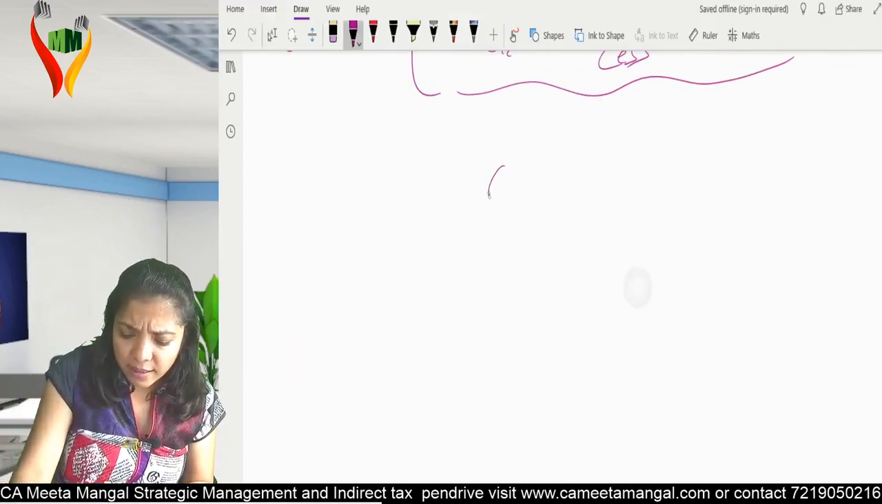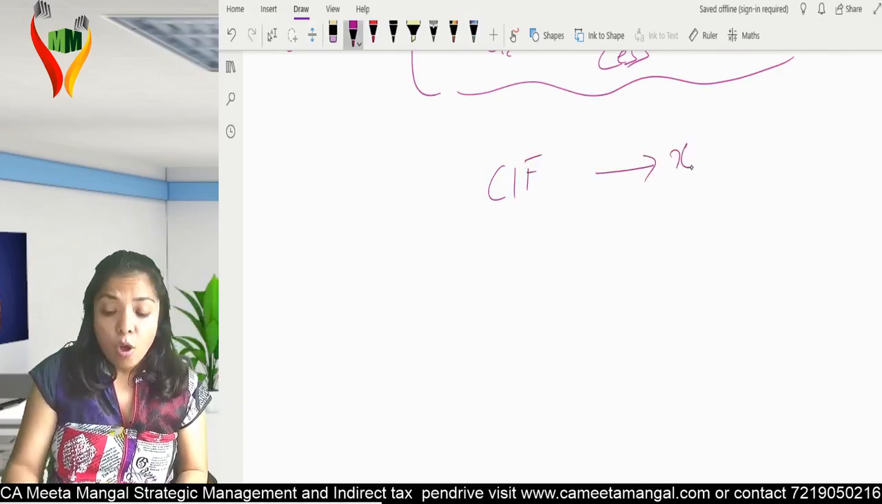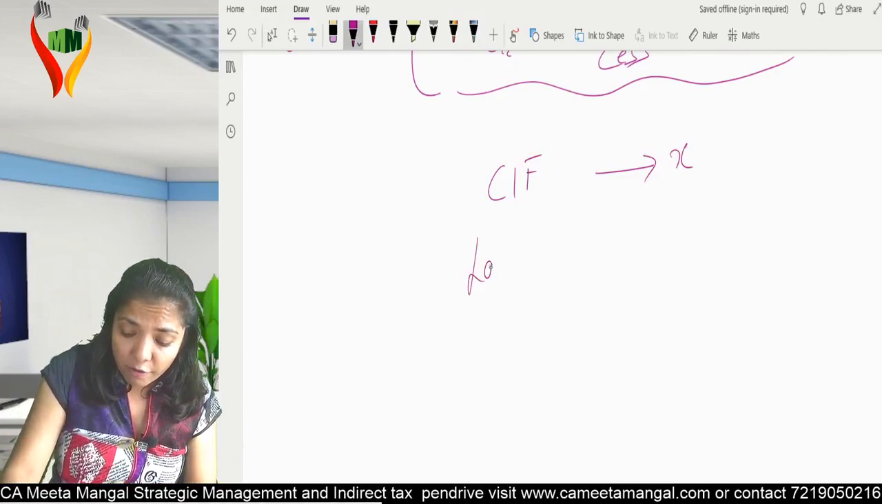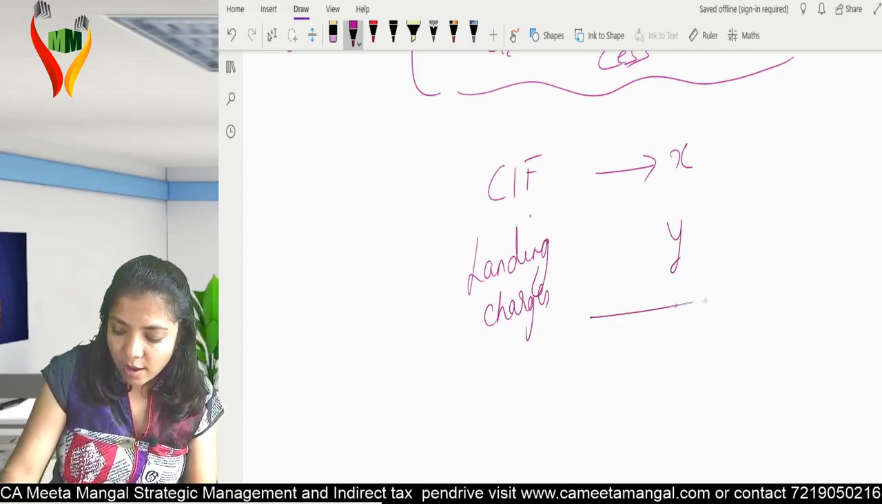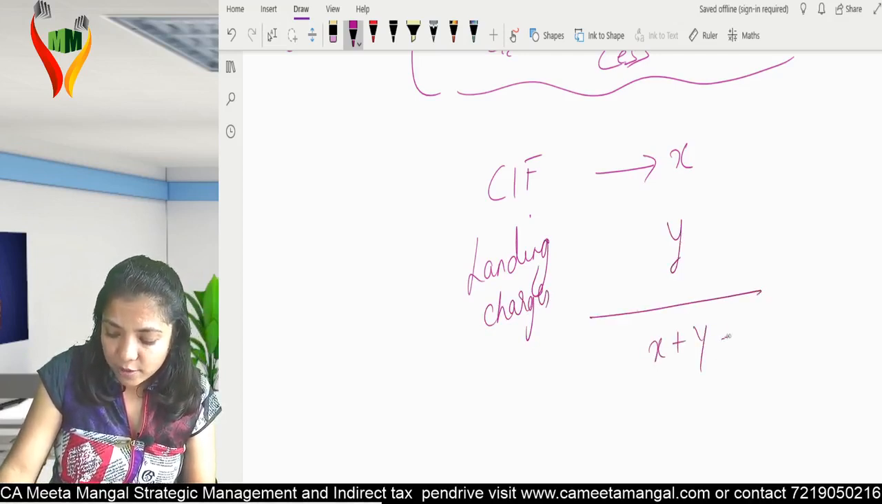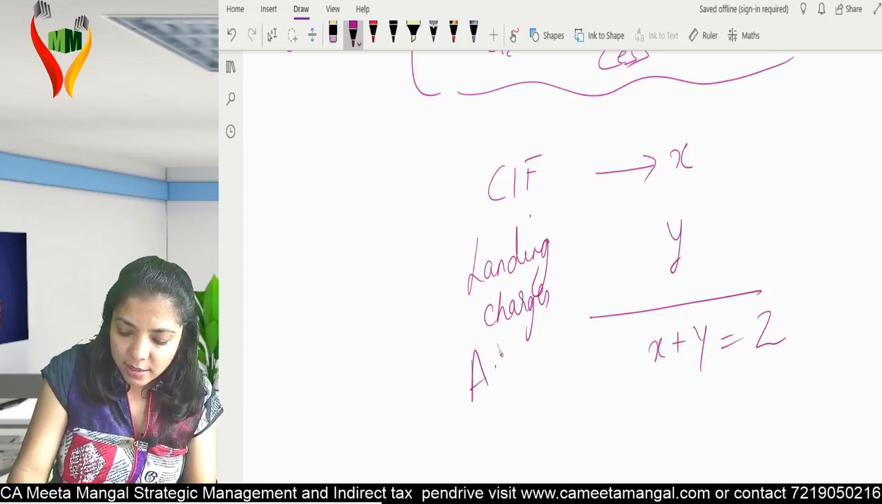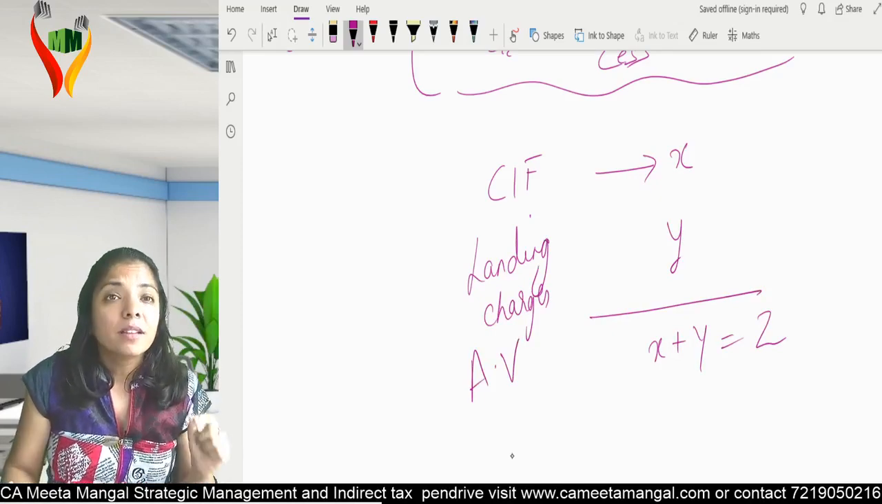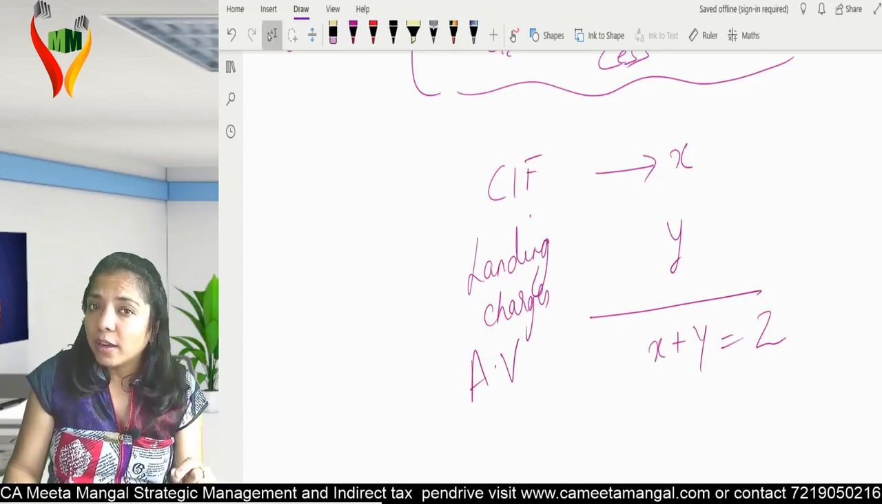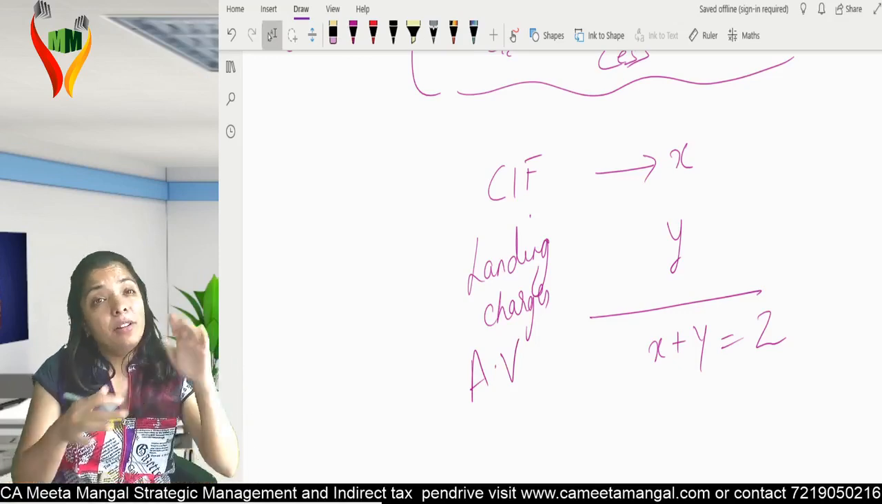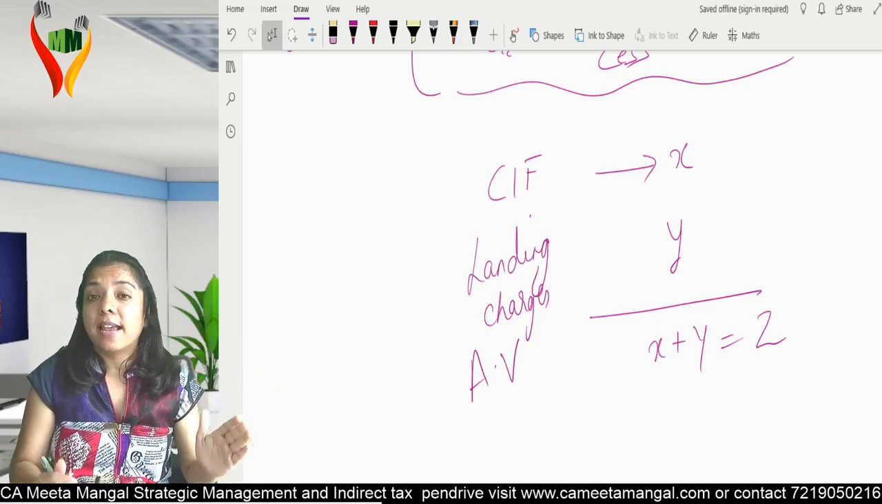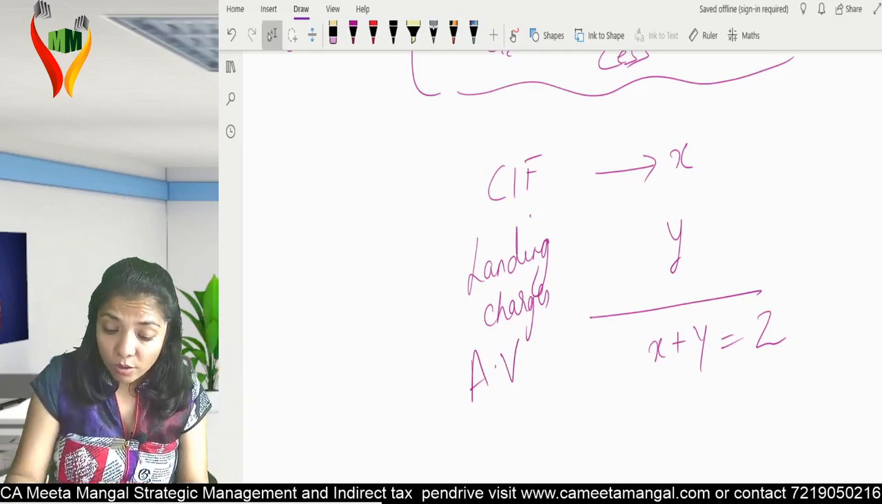We have studied there is something called the CIF value. Suppose X amount, on that X amount we were adding landing charges Y amount, and X plus Y is equal to Z. This is my assessable value, and on this I'll have to pay custom duty. I have learned this first. It was there earlier, not now.